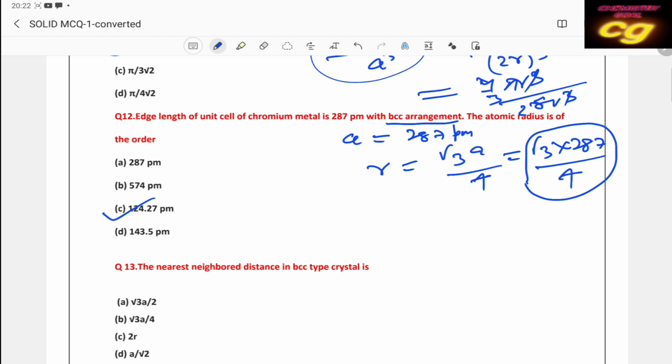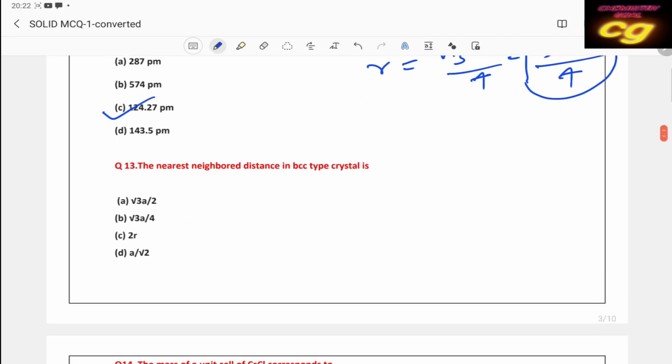So next question is question number 13. The nearest neighbor distance in BCC type crystal. Nearest neighbor distance means D. We know D is equal to 2R. Always remember this is the formula. What is D? Nearest neighbor distance, that is the closest distance, that is D is equal to 2R.